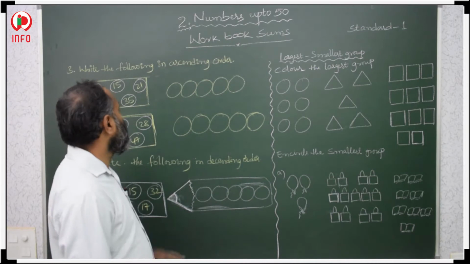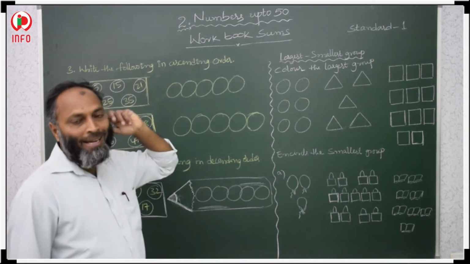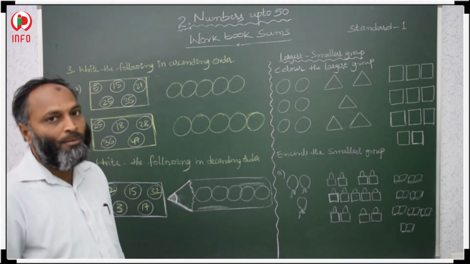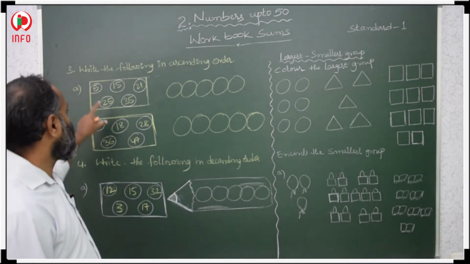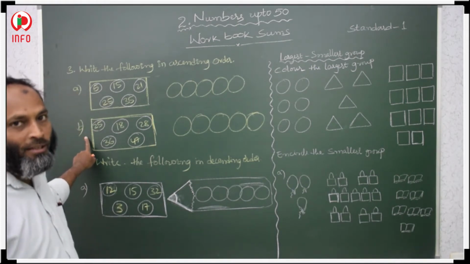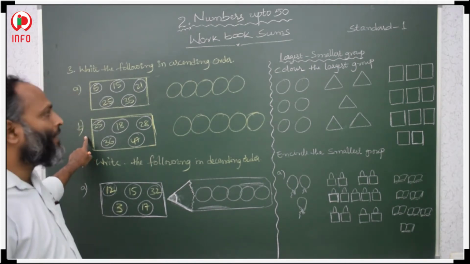Now students, here one more question is given on ascending order. Ascending order means increasing order. Increasing order means from smaller to bigger. So here some questions are given, A and B. We have to write the numbers in ascending order, increasing order.